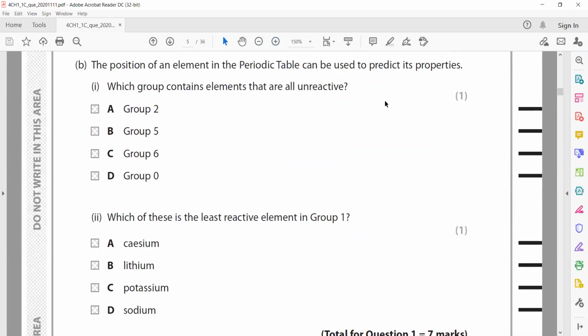The position of an element in the periodic table can be used to predict its properties. Which group contains elements that are all unreactive? So what could be the right answer? Which group contains all the elements? So D is the right answer.